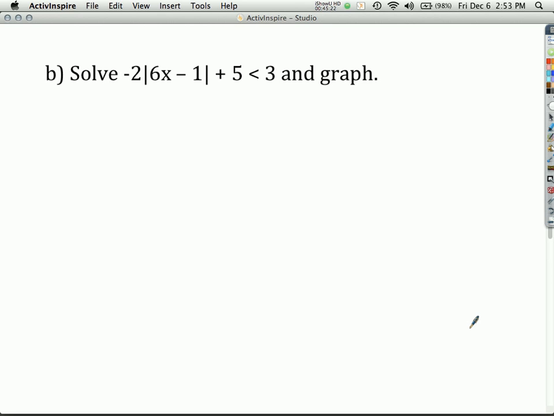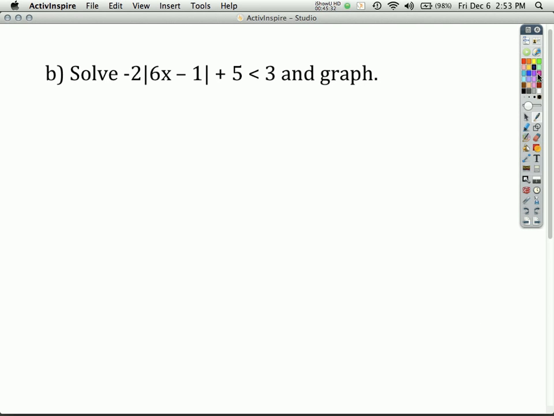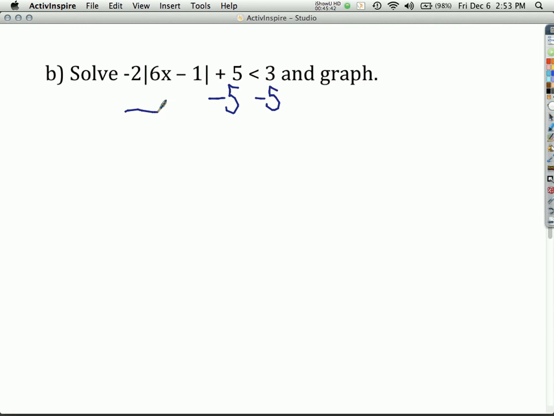So in this example, parts A and B, the difference between these two and the previous 3 questions was that the absolute value is not isolated, and so that's something we need to do. So we subtract 5 from both sides, and that will start to accomplish the goal. This will disappear, and we're left with this.